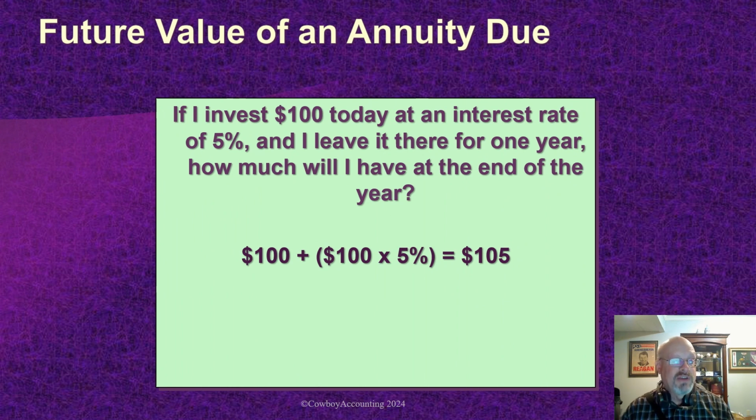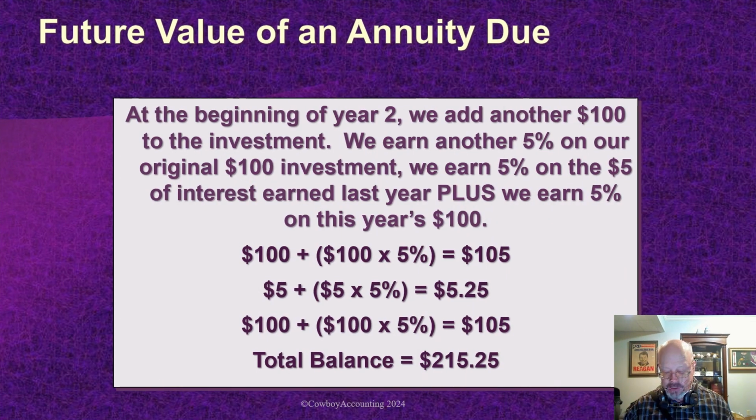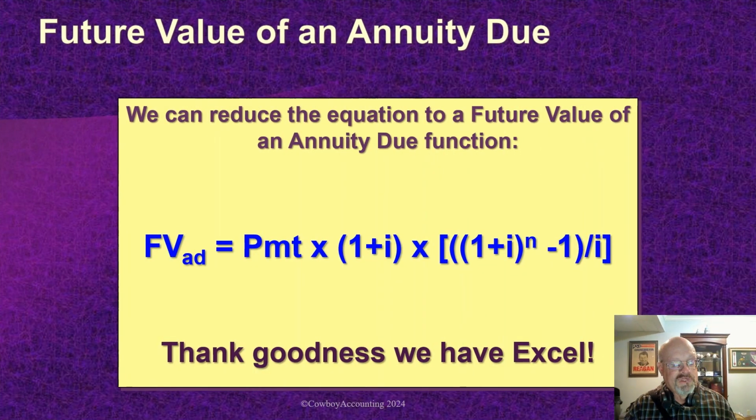So if I invest $100 today at an interest rate of 5% and I leave it for 1 year, it's the same computation as we had for regular future value, which is 1 plus 5%, right? So if we leave it for the second year, not only are we going to add 5%, but we're going to add another 100 to it. So we see that the total at the end of 2 years is $215.25.